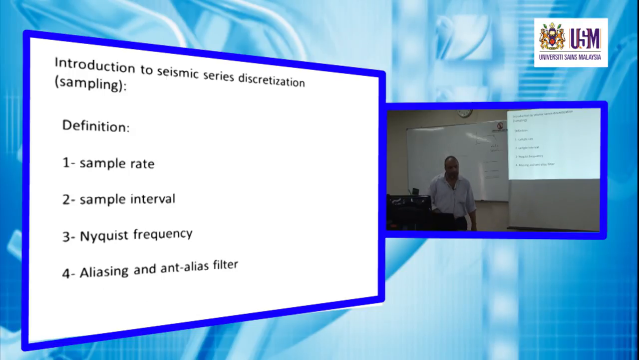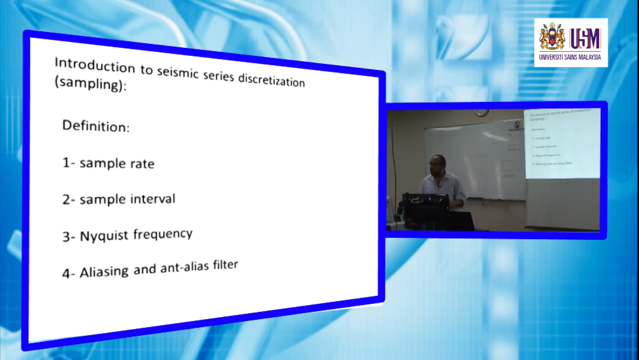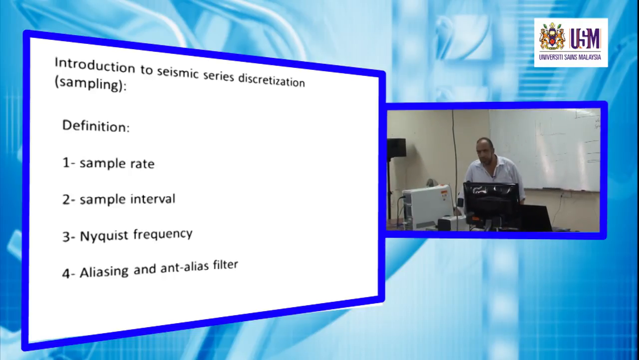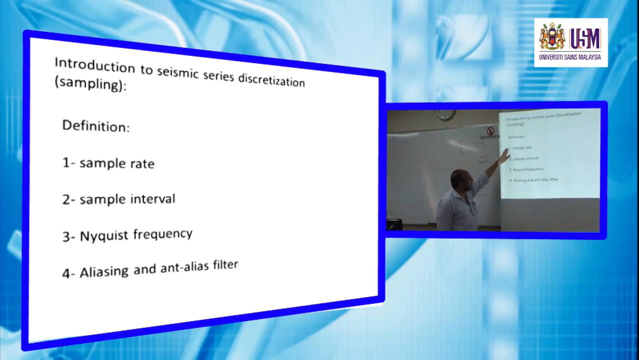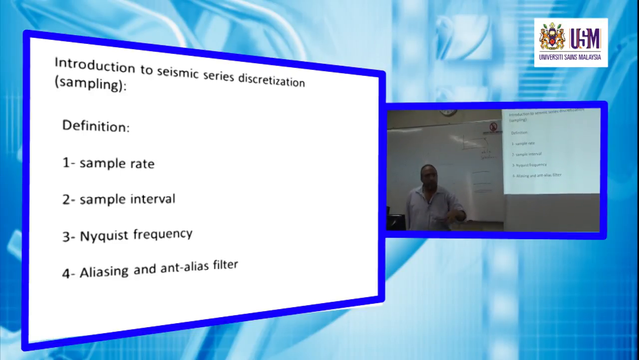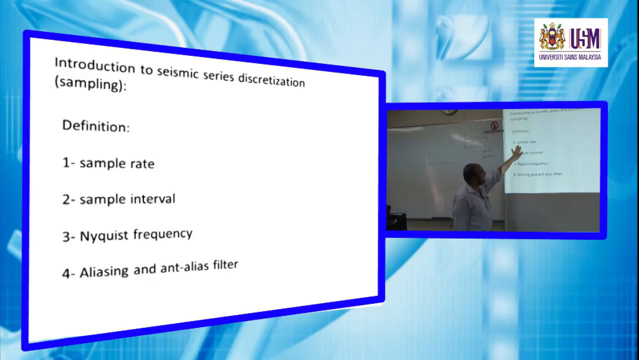Now we're going to end our discussion with an introduction to seismic series discretization. This is a very important task in our study, and I guess maybe you don't have enough information on this. So I'm going to start here with some definitions, and tomorrow we'll get more into discretization of the seismic signal. We have 4 points that we are going to cover swiftly today: the definition of sample rate, sample interval, the Nyquist frequency, and finally what aliasing is and what an anti-alias filter is.